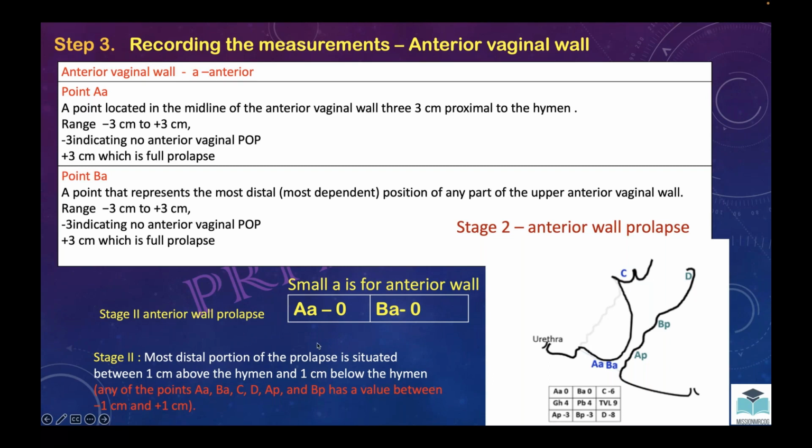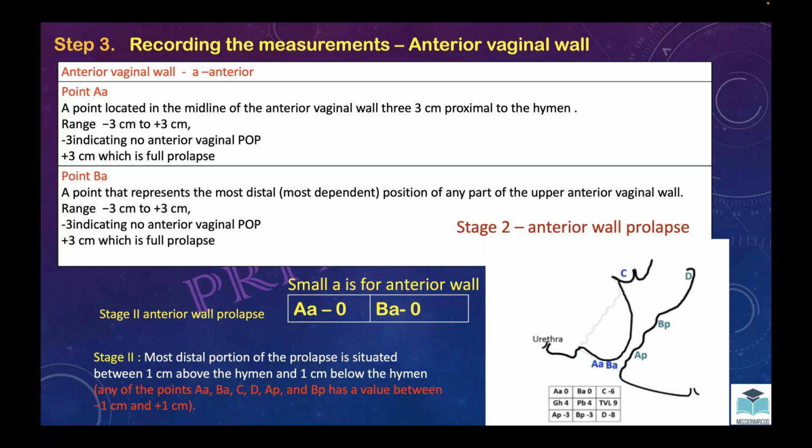Because A and B both are at the level of the hymen, and stage 2 is a point in between -1 and +1, and 0 lies in between that. So it is stage 2 anterior wall prolapse. So this is recording of the anterior wall. Is it clear? Should I explain again anything? I'll keep on explaining, and many examples are there.